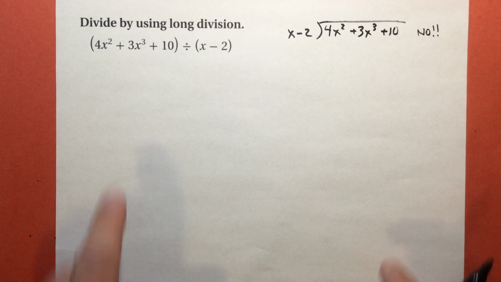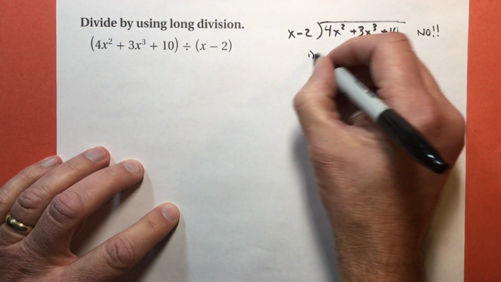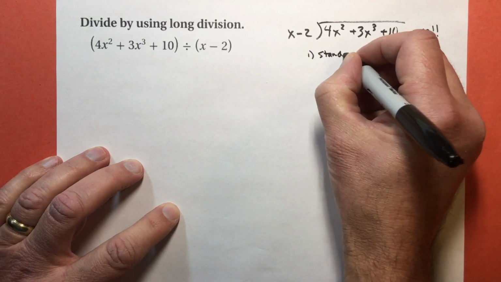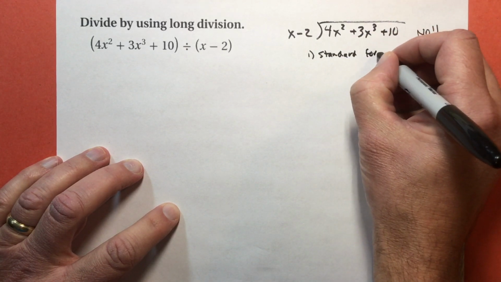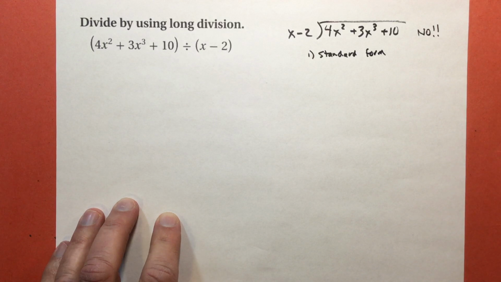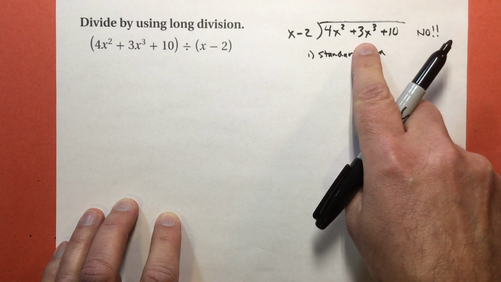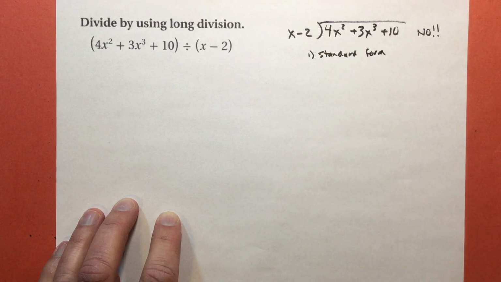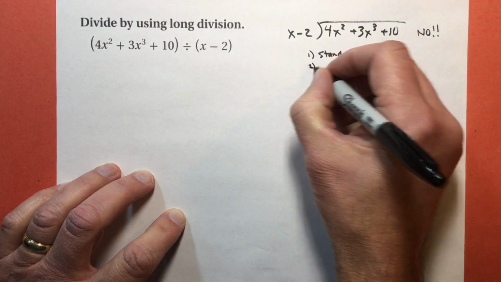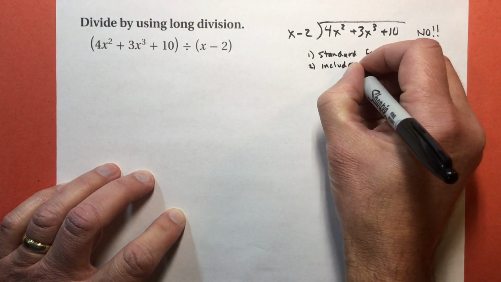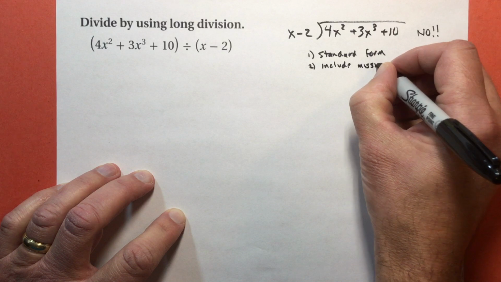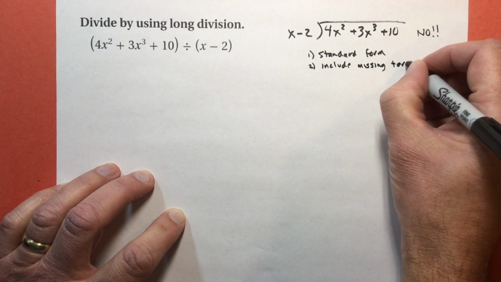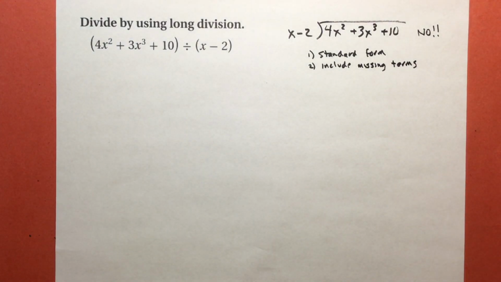Both of my polynomials have to, first of all, be in standard form, which means that the term that has the highest exponent comes first. So I need to put the 3x to the third power in front of the 4x to the second power. But not only that, I also have to include the missing terms. And what do I mean by missing terms?